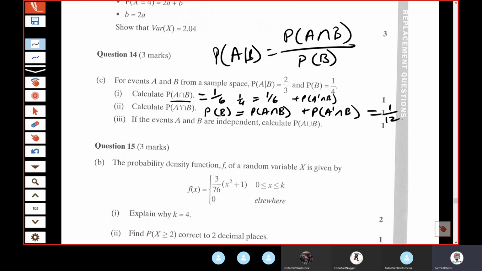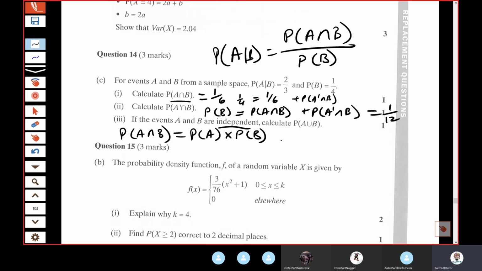Yep, and the last one, the one you've done 1,000 times now: if the events A and B are independent, calculate probability of A union B. All right, what do you know about them being independent? What do you know about the intersection? No, that's mutually exclusive. Probability of A and B is equal to probability of A multiplied by probability of B. The two events are independent, so the probability of rolling a 6 and flipping a tail would be 1 out of 6 times a half. That's the idea.